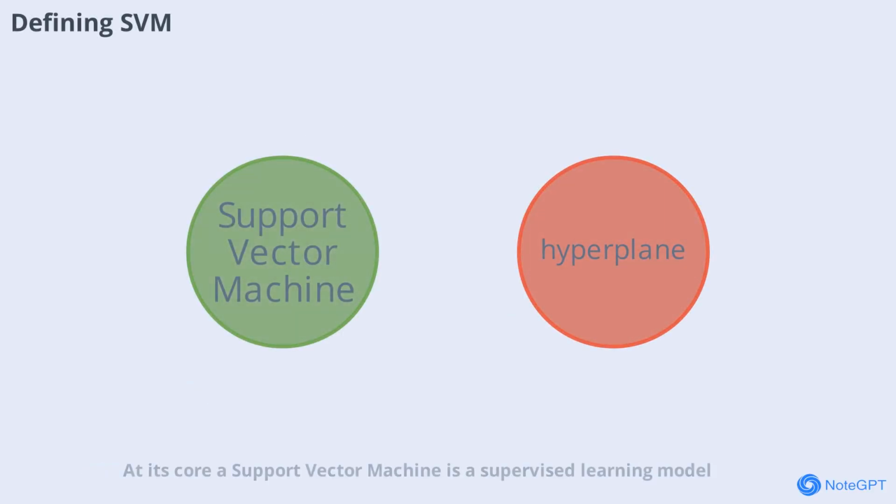At its core, a support vector machine is a supervised learning model that can be used for both classification and regression. SVMs work by finding the optimal boundary, or hyperplane, that separates different classes in the data. This boundary is chosen to maximize the margin between the classes, ensuring that the model generalizes well to new, unseen data. By leveraging concepts from optimization theory and statistical learning, SVMs offer a robust framework for tackling complex problems.